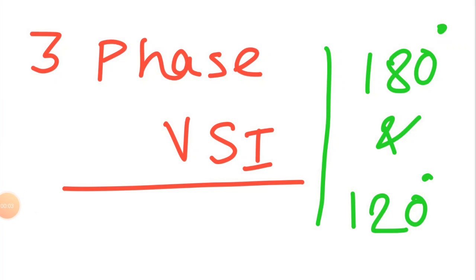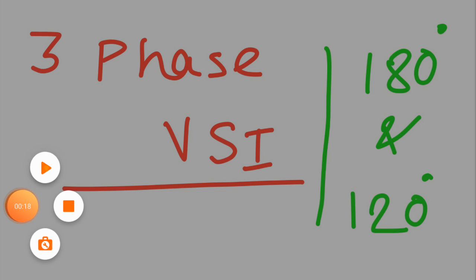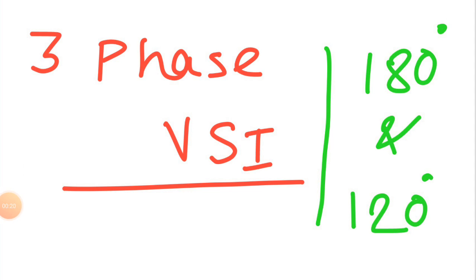Three-phase voltage source inverter. It has much importance as compared to single-phase inverter from exam perspective. There are two types of switching configurations in three-phase VSI. One is 180 degree and the other one is 120 degree type, depending on the conduction time of each thyristor.